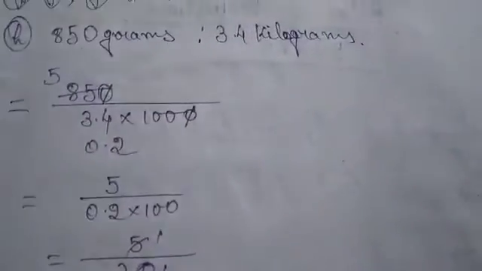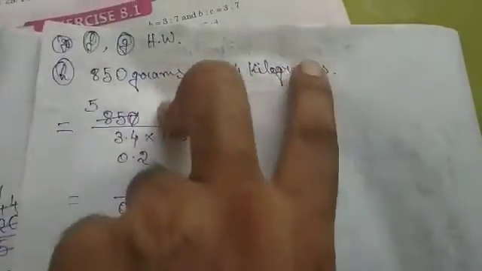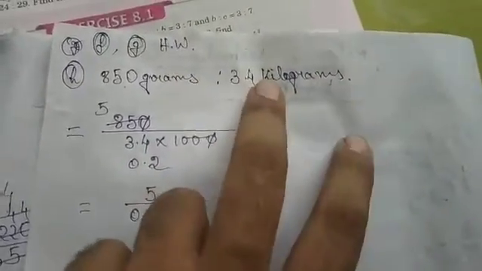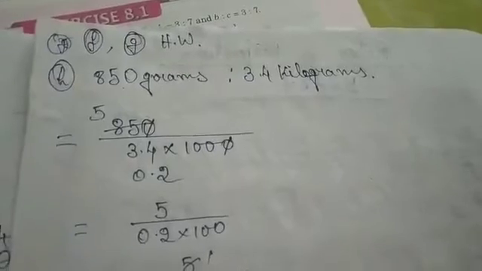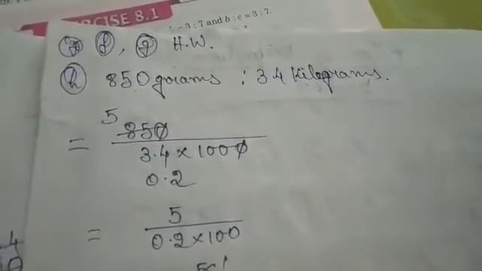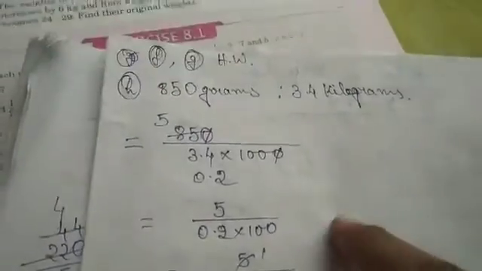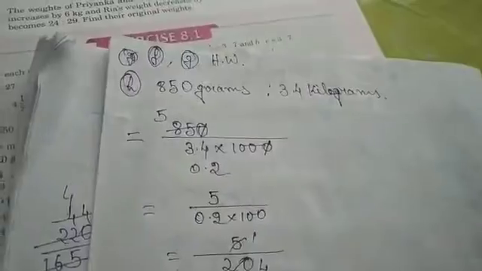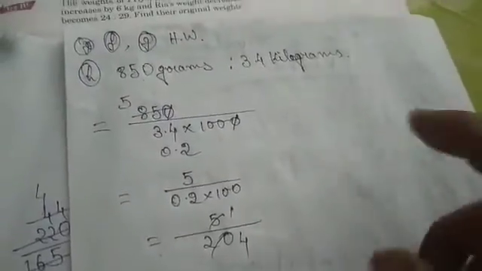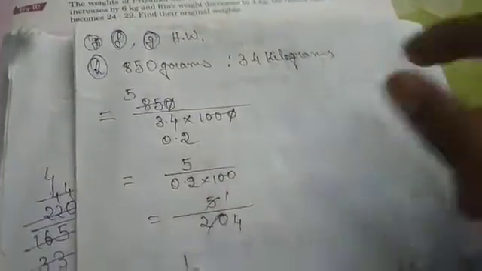Remember, I just said that our units should be the same. So here it is gram and here it is kilogram. We know the relation between gram and kilogram: 1 kg equals 1000 gram. So convert it. Whether you want to convert grams into kilograms or kilograms into grams is completely up to you. You just have to be careful that both quantities have the same unit.